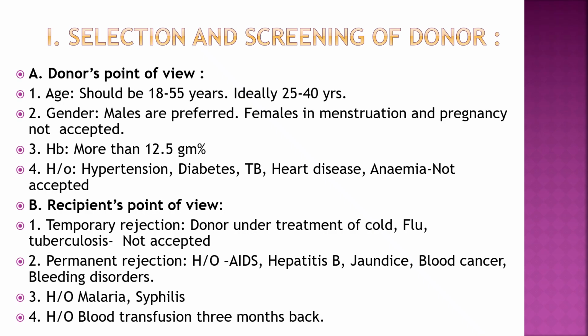From the recipient's point of view, temporary rejection: a donor under treatment for cold, flu or tuberculosis is not accepted. Permanent rejection: a history of AIDS, hepatitis B, jaundice, blood cancer or bleeding disorders is not accepted. A history of malaria, syphilis, or blood transfusion 3 months back also leads to temporary rejection.